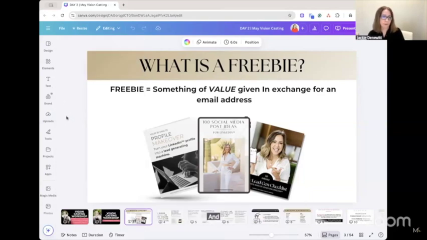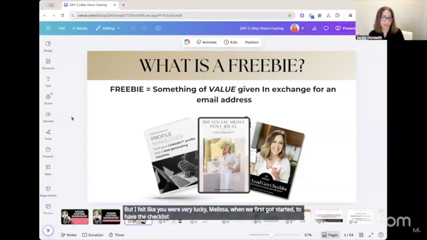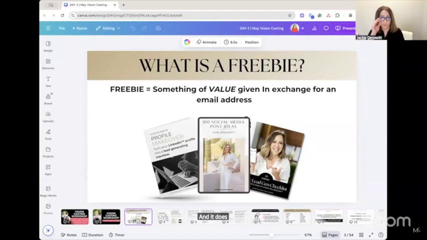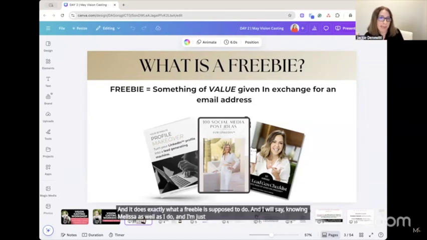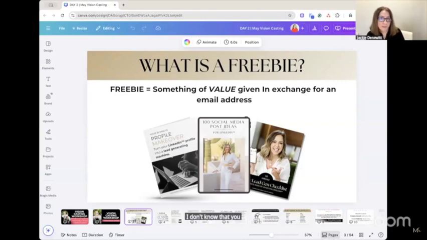And I think with Melissa, we'll talk a lot about her checklist today. But I felt like you were very lucky, Melissa, when we first got started to have the checklist because it was the epitome of a really high converting freebie. And it does exactly what a freebie is supposed to do. And knowing Melissa as well as I do, I don't know that you even meant it to do that.